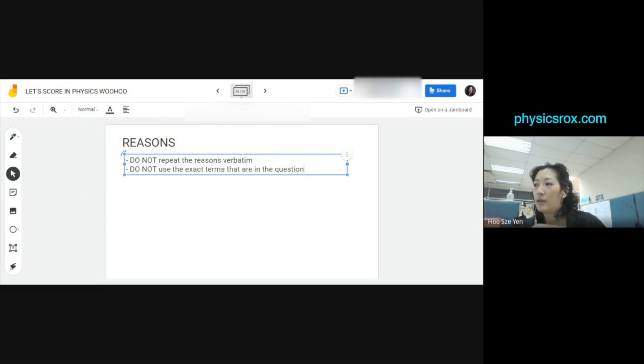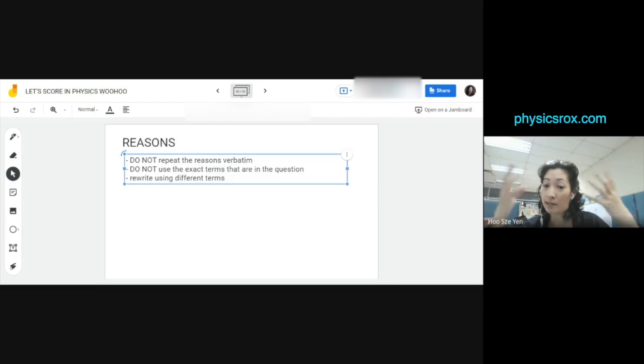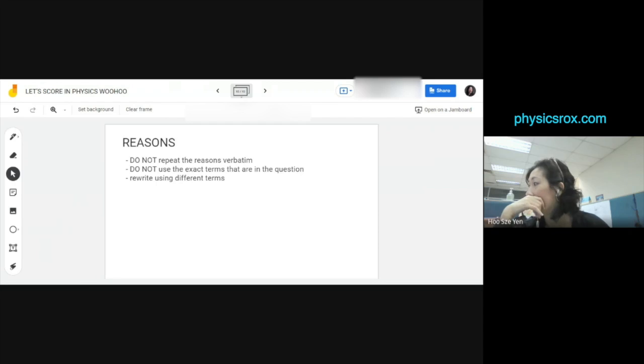What you can do is you must come up with different reasons. So every single one must have different reasons. But let's say if you can't remember, what you can do is rewrite using different terms and words. Don't say more sensitive. You can say that it's easier for the emitter to detect a smaller change in the current. You can write something with the same meaning, but you use different terms. If you use the exact same term, you can't get marks. So you have to be very careful about that. Okay? Any questions up to this point?